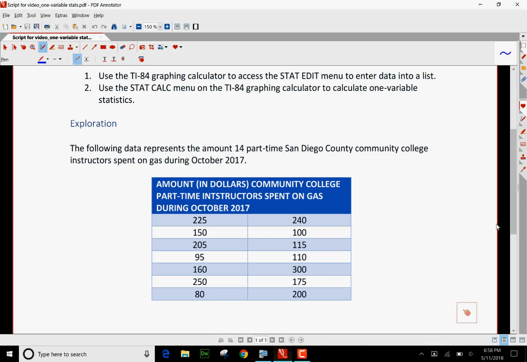The following data I collected from 14 part-time San Diego County Community College instructors. Part-time, adjunct, associate, they're called different things at different colleges, but at every college, these people are a valuable resource. And often what happens is they work at 2 to 3, maybe even 4 colleges, and they drive a lot of miles and thus spend a lot of money on gas. So here are some of the numbers I collected for what these 14 instructors spent on gas during their mission to educate you. And let's check out some measures of center and spread.